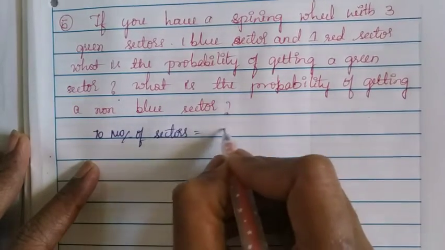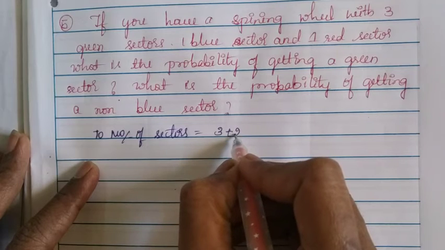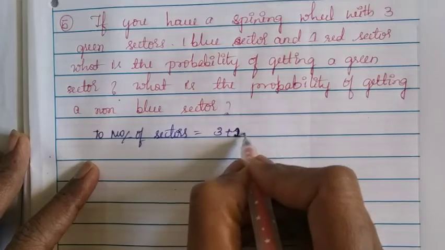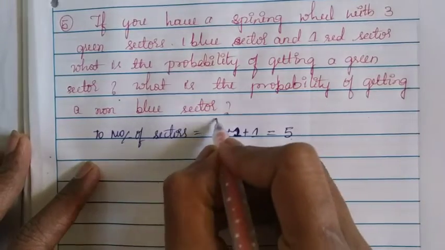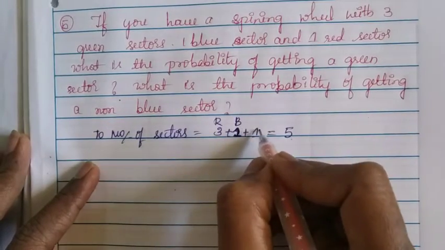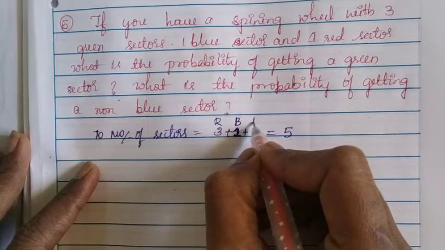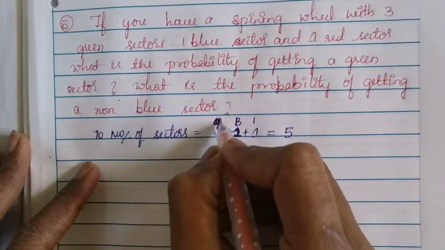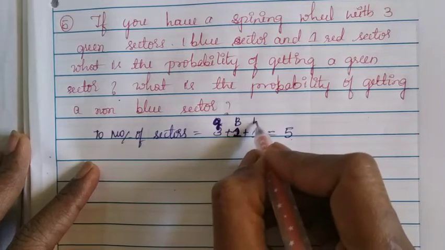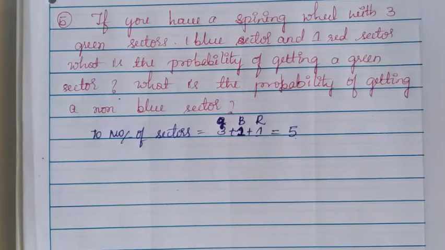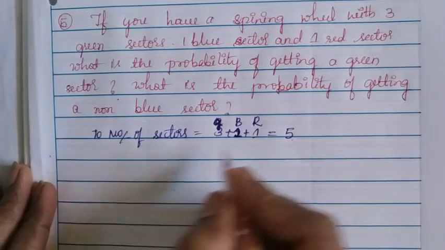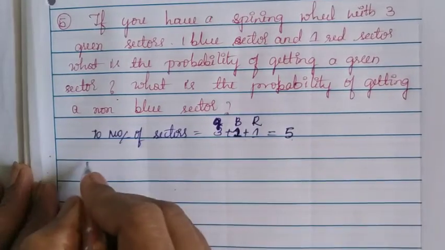sectors is equal to 3 green sectors, 1 blue sector and 1 red sector. 3 plus 1 plus 1 is equal to 5. 3 is green, 1 is blue, another one is red. Yes, the total sectors of a wheel is equal to 5. Yes, these are the total outcomes. 5 are the total outcomes.